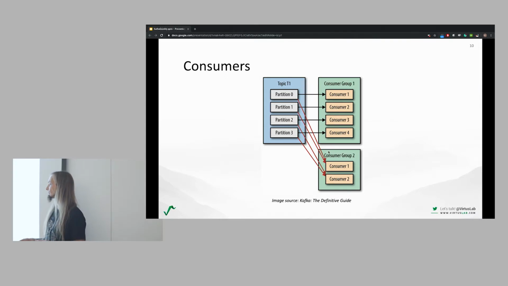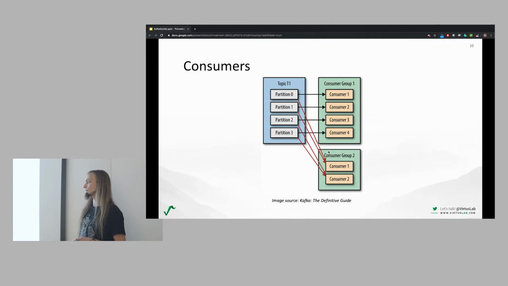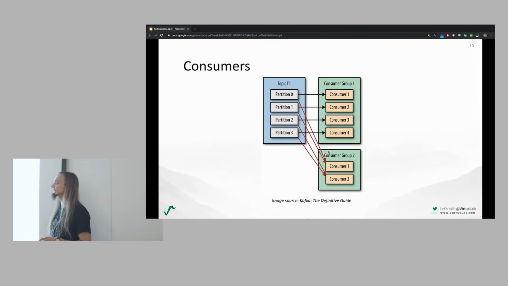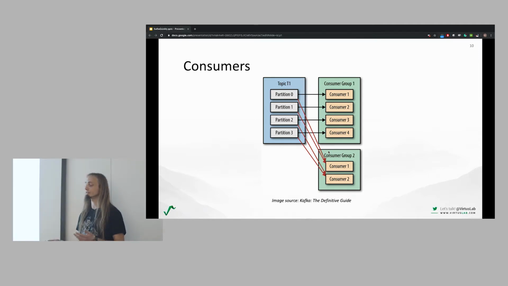Consumer group 2, alternatively, has only 2 consumers, the application which consumes data, and 2 partitions are assigned to a singular consumer. It's worth remembering whenever we design our application, how many nodes or consumers we will have within the group to achieve better scalability.